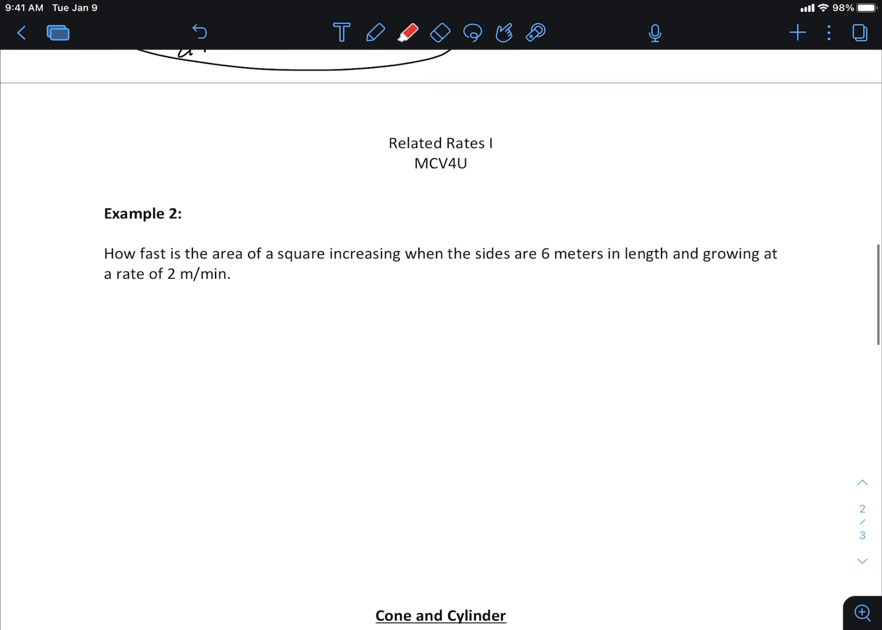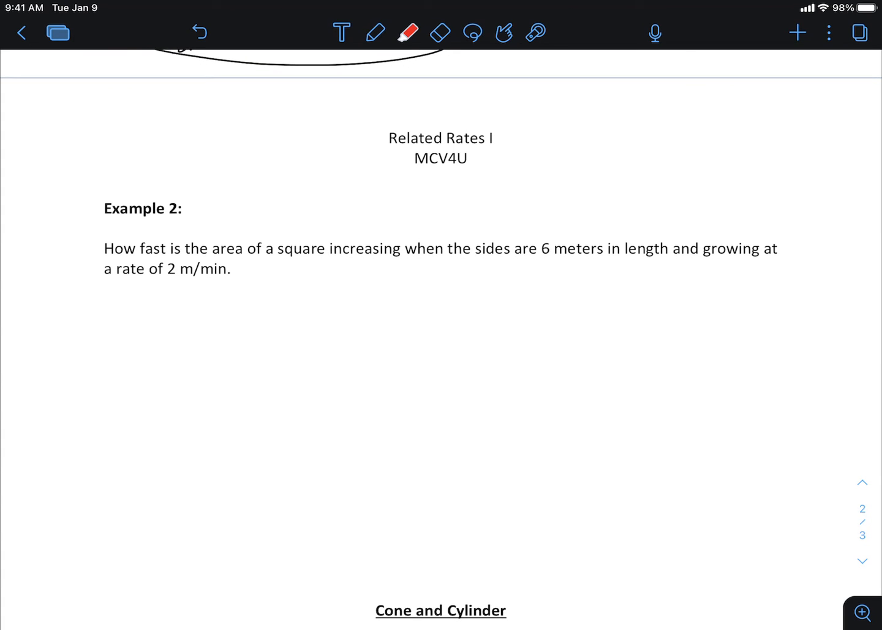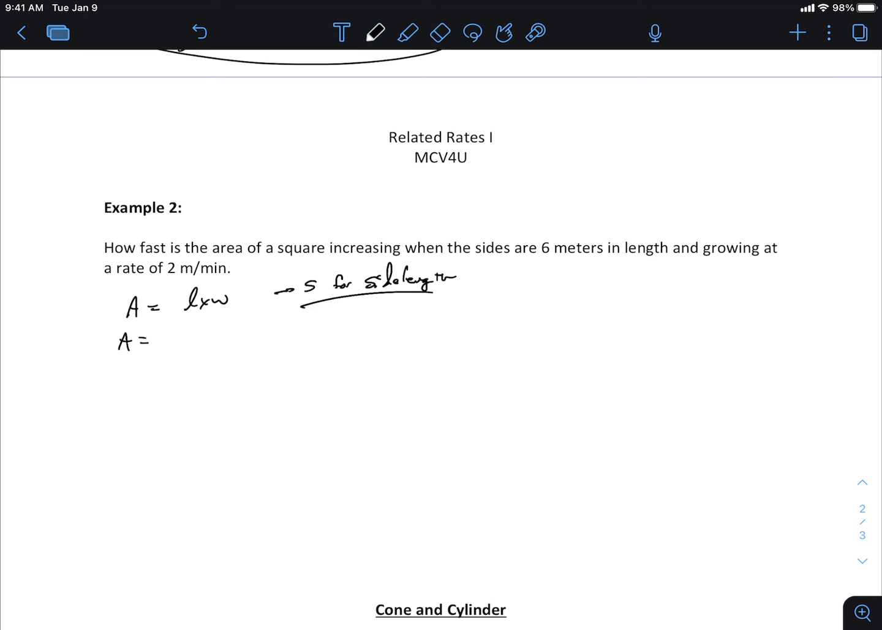Okay, so what about this: how fast is the area of a square increasing when the sides are 6 meters in length and growing at a rate of 2 meters per minute? This one I'm having a harder time giving you a real-life example of, but nonetheless, there's a square and it's increasing at a rate of 2 meters per minute. You're still going to start with the fact that area equals length times width. The nice thing about a square is area is equal to the length squared or the width squared. We'll call it S for side length, so A equals S squared.